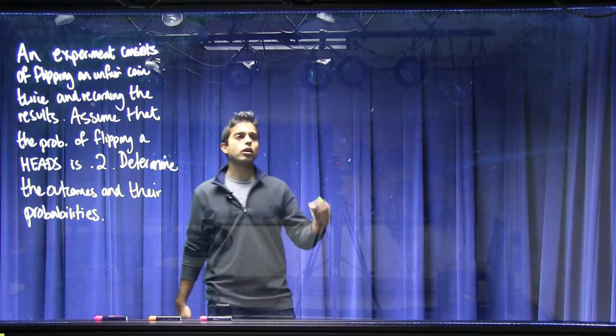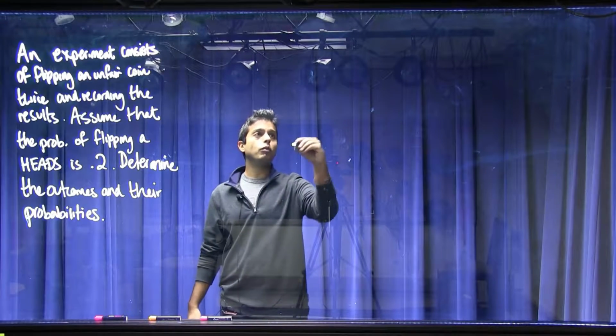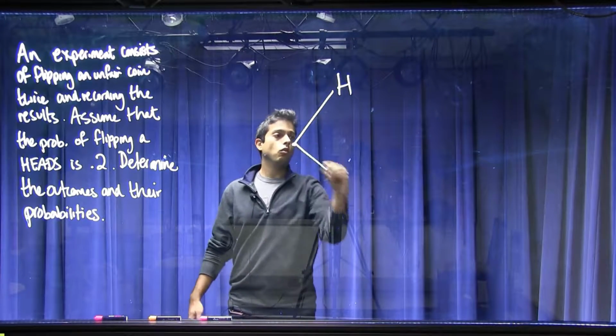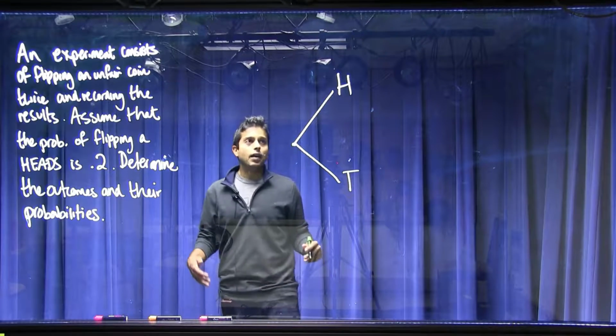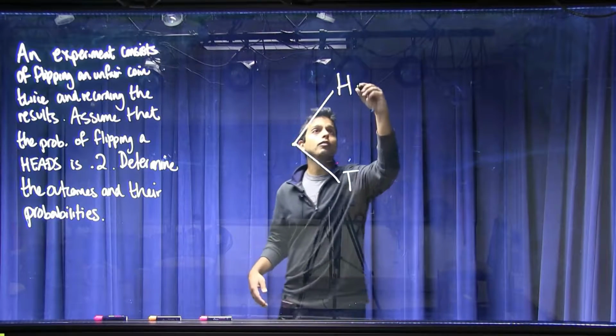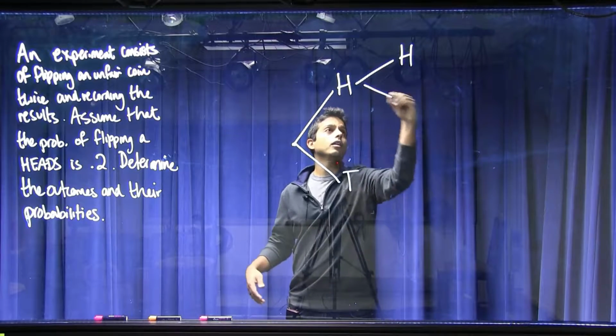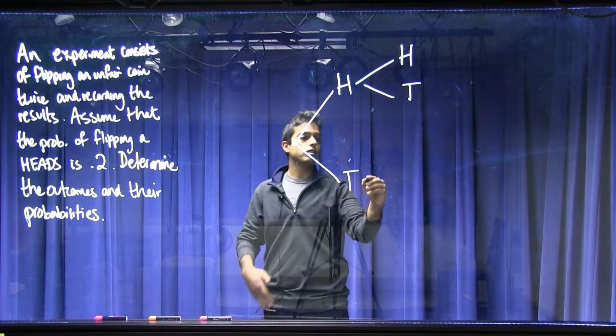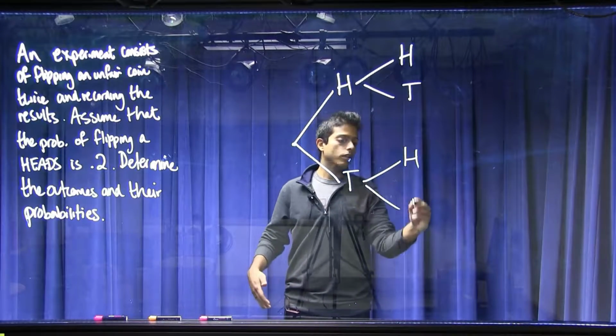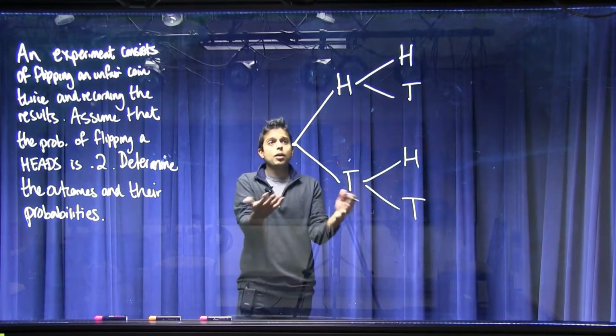Alright, so let's start by drawing a tree. So if we flip a coin once, we could get a heads or we could get a tails. And then we flip a coin again. So off of the heads, the second one could be a heads or a tails. And if the first one's a tails, the second one could also be a heads or a tails. Okay, so we've seen something like this before.